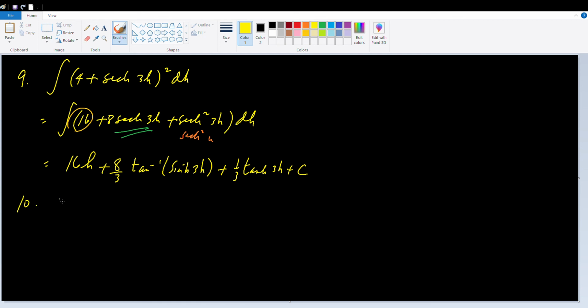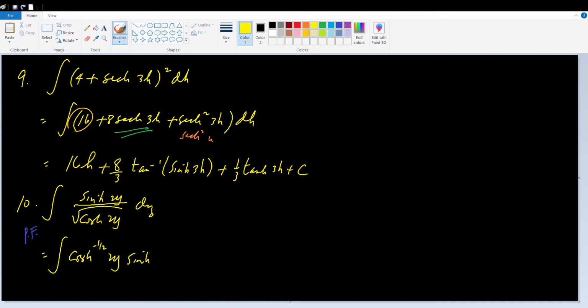And finally, let us work on the integral of hyperbolic sine of 2y over the square root of hyperbolic cosine of 2y dy. Okay, notice here that we have a power of hyperbolic cosine together with hyperbolic sine. And we know that the derivative of hyperbolic cosine is hyperbolic sine. So just like the other example we had earlier, what we will use here is the power formula. We can write this as hyperbolic cosine raised to negative 1/2 of 2y, hyperbolic sine of 2y dy, where our u is hyperbolic cosine 2y and du is 2 hyperbolic sine 2y dy.